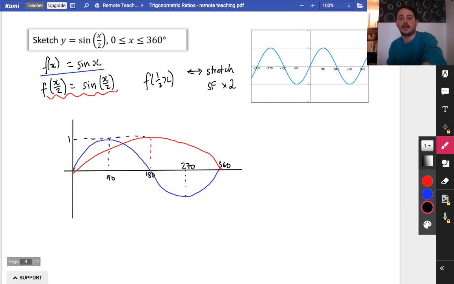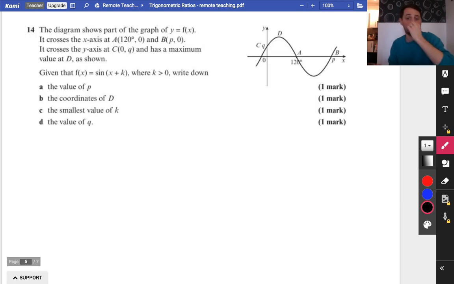Last one to have a look at, and then you can try some questions. This one I just thought would show you some of the things that kind of combines this all together, okay? It says the diagram shows part of the graph of y equals f of x. It crosses the x-axis at A, which is 120 degrees, and it crosses B at P. It crosses the y-axis at 0q, and it has a maximum value of D as shown. Given that f of x equals the sine of x plus k, write down the value of these different things that we've got here.